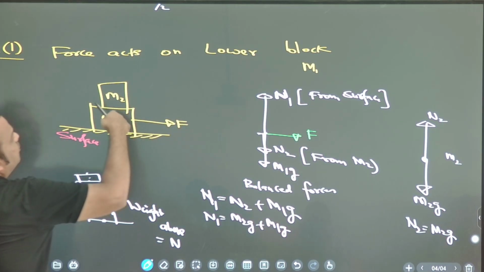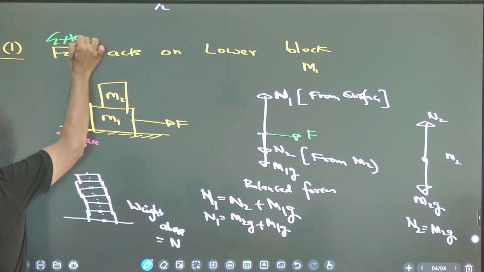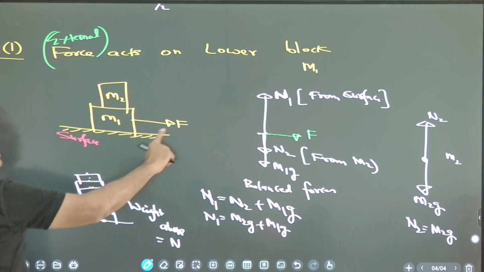This F is acting on M1. Okay, force acts on lower block. This is known as external force.